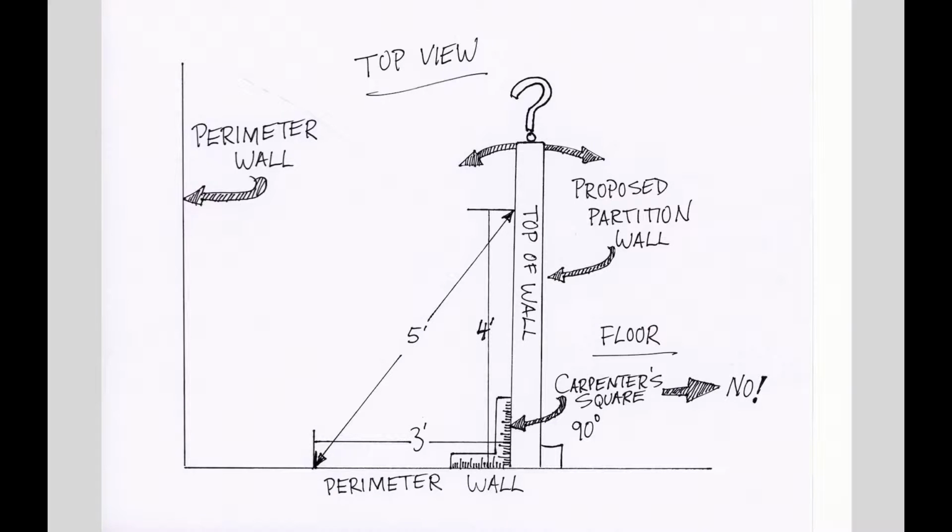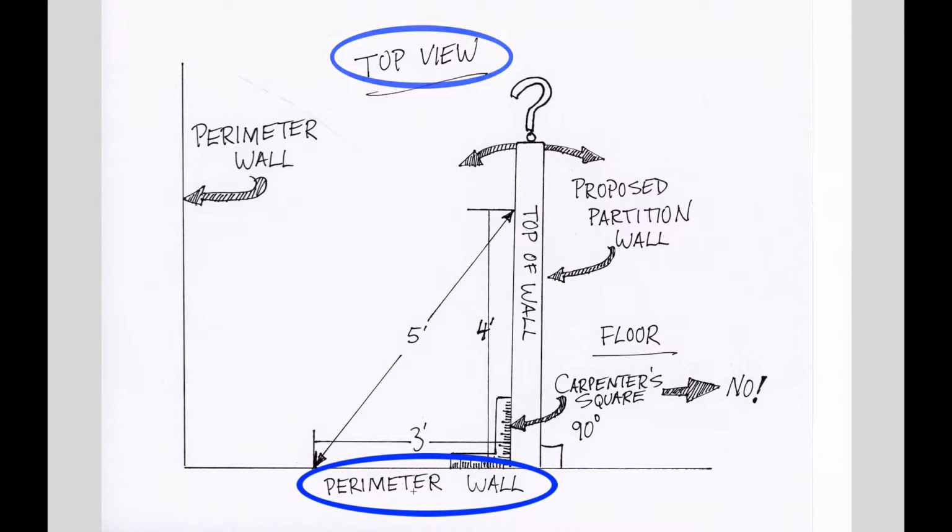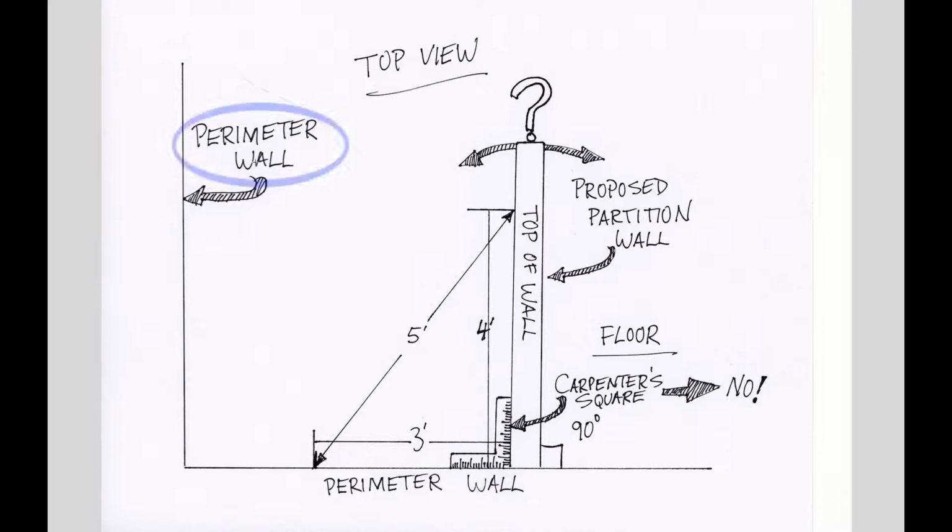In this video, I want to explain how to use a simple mathematical trick for laying out partition walls so they're square, either to perimeter walls or other partition walls that are in place. This illustration, we're looking from the ceiling down. So this is a top view. This is one perimeter wall, or the exterior wall of your basement. And then this is another one over here.